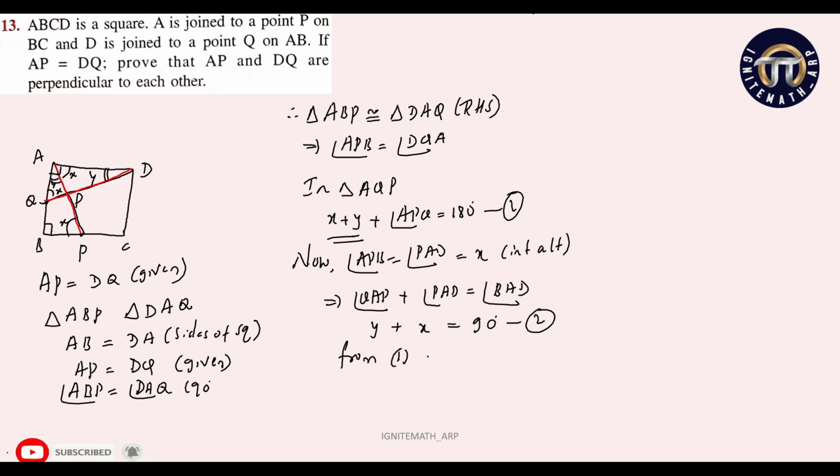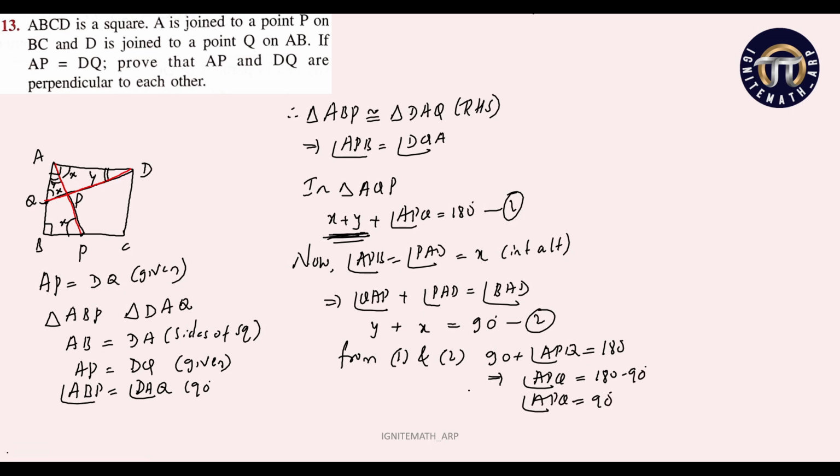So from 1 and 2, in place of x plus y, I'll replace it with 90. 90 plus angle APQ is equal to 180. So that implies angle APQ is equal to 180 minus 90. Angle APQ is equal to 90 degrees. Clear? So angle APQ is 90 degrees, which means AP is perpendicular to QD. Clear, children? All of you?